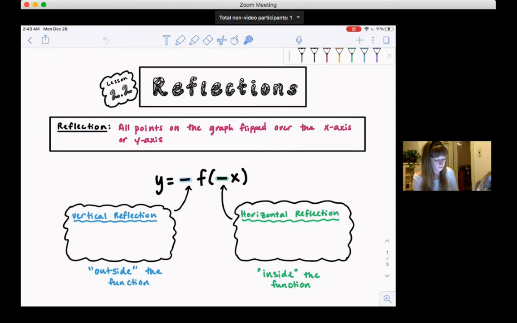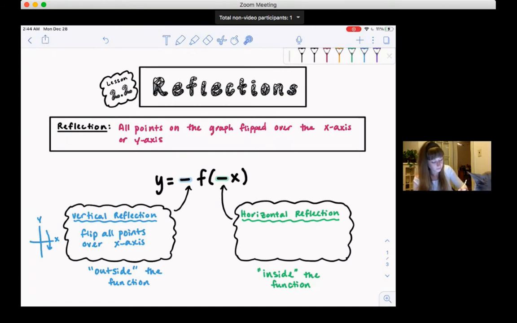So a reflection is when all the points on the graph are flipped either over the x-axis or the y-axis. And they show up in equations with negatives. So if you have a negative outside the function, remember f is a placeholder for what the function is. If it's outside that function, it's a vertical reflection. And this is going to be a flip over the x-axis. So flip all points over the x-axis. So if here's our axes, this is y, this is x, you're flipping the points down over the x-axis.